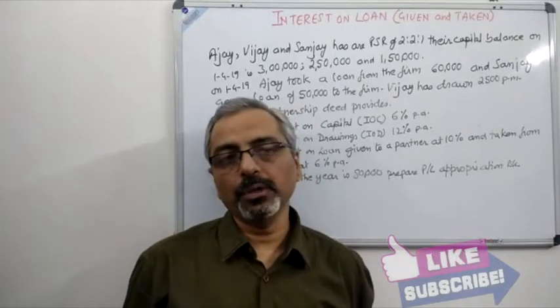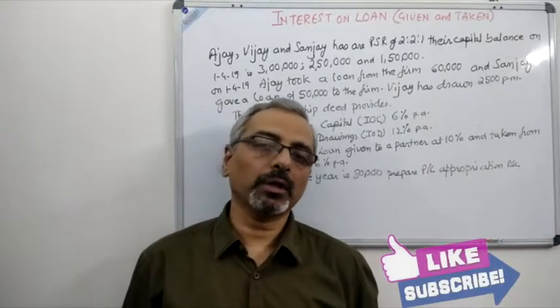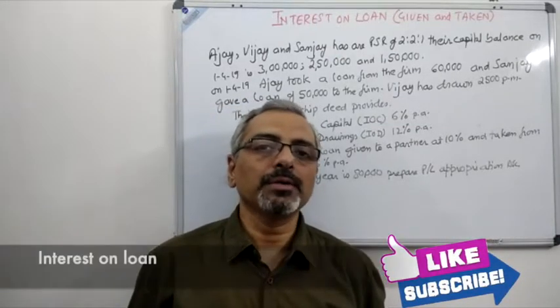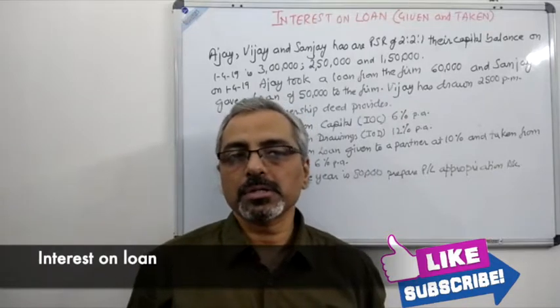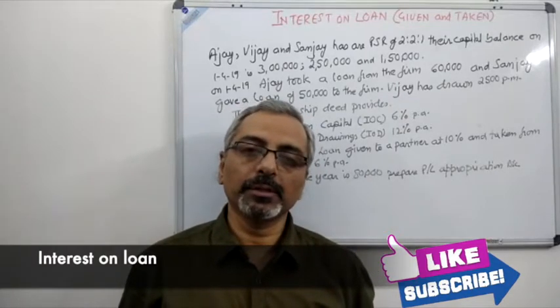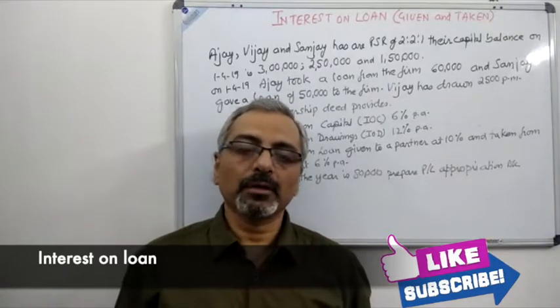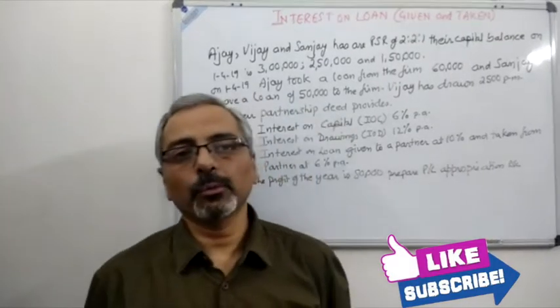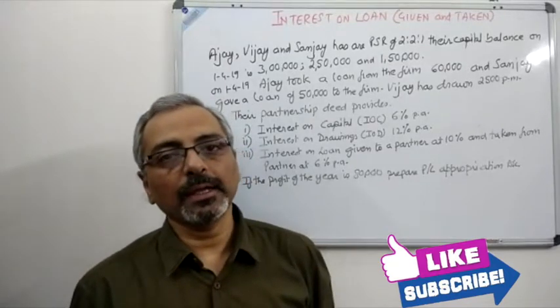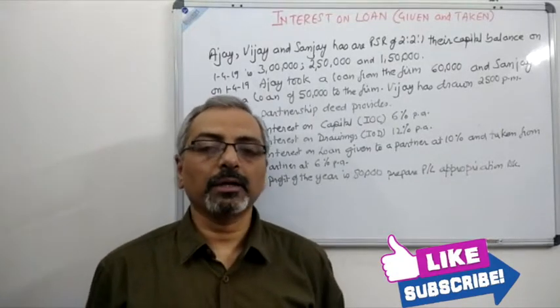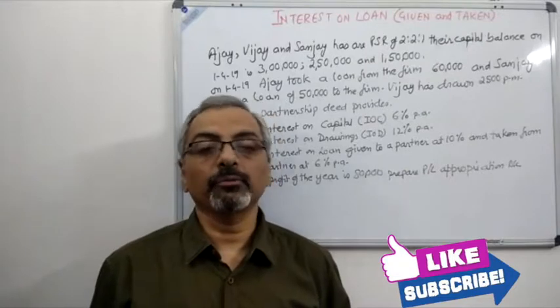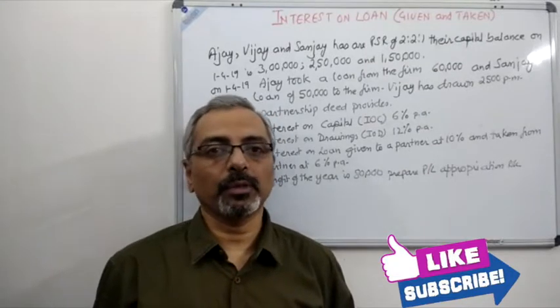Question, which is a continuation from the previous one. We are dealing with the concept of interest on loan. This question is different because over here we'll be talking about loan given to the firm and loan taken from the firm. You can see at the top we have given the topic as interest on loan given and taken, and we'll discuss what the implication of that is while preparing the profit and loss appropriation account.